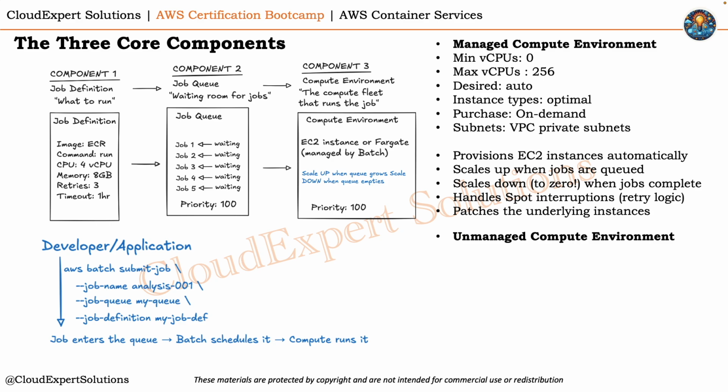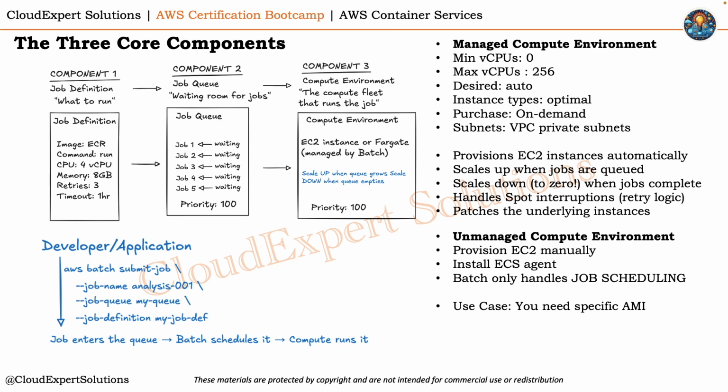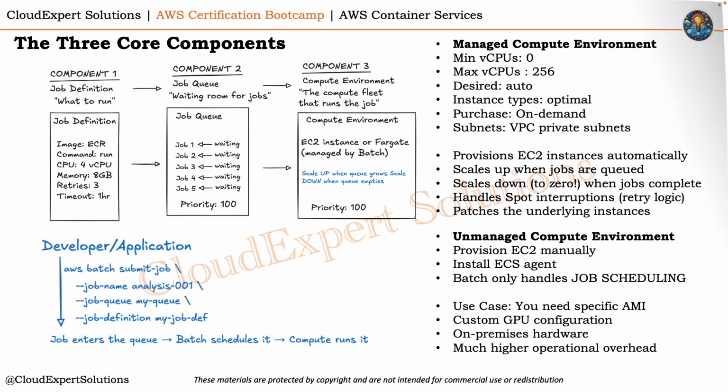On the other hand, unmanaged compute environments put you in charge of provisioning. You create your own autoscaling group, install the ECS agent, and Batch only handles scheduling. You should only choose unmanaged when you have a very specific AMI requirement, or maybe a custom GPU configuration, or a specific or custom hardware requirement, because you have much higher operational overhead.